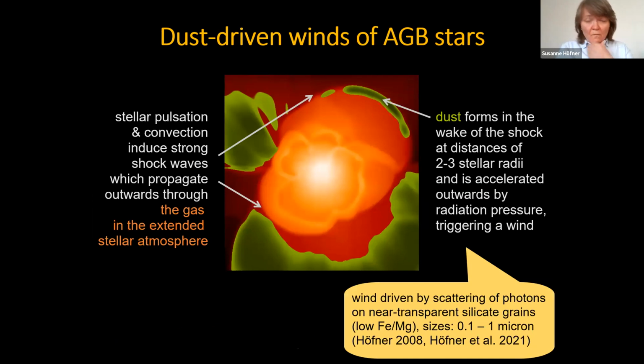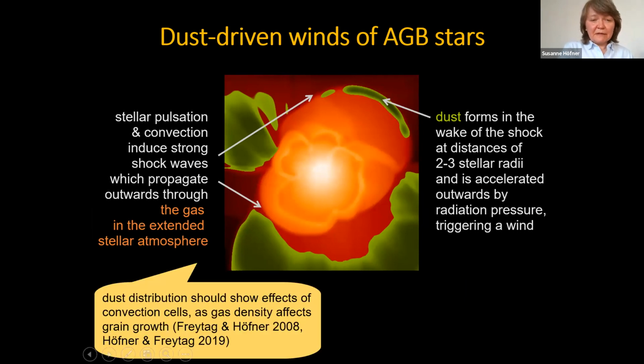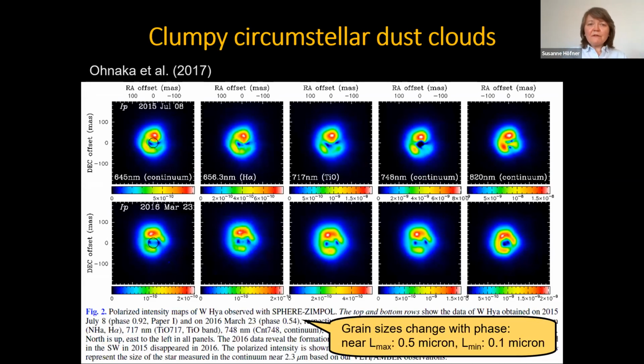So we have learned from our models that we need relatively large grains. They will have very low iron to magnesium ratio. But what we also have learned is that the growth rates are very dependent on densities. So what you should expect is that the density distribution in the atmosphere is reflected in the dust distribution. But both of these things are basically things that are seen in observations.